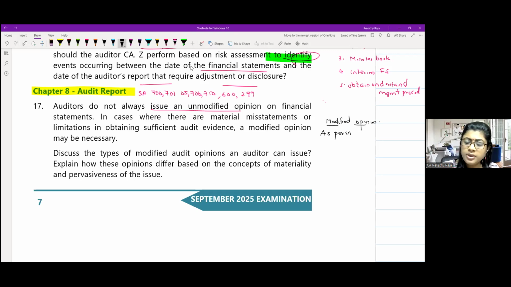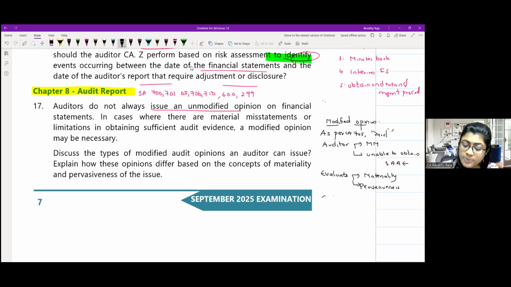SA 705. As per SA 705, modifications. In how many cases will the auditor modify? Two cases. The auditor will modify in two cases: material misstatement and unable to obtain sufficient and appropriate audit evidence. Now, the auditor will evaluate two things, materiality and one more very important phrase, pervasiveness.